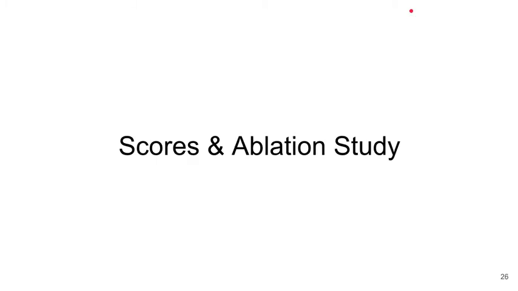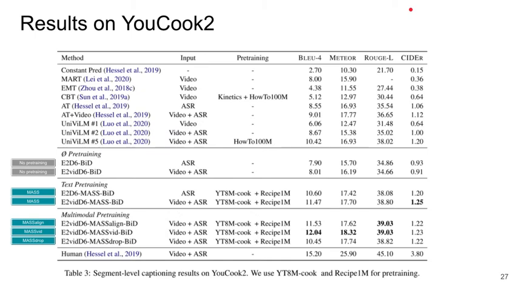Okay, let's talk about the quantitative results now, the scores, and some ablation study to better understand which components are useful. Those are results on UCOOK 2. Here are older and more recent results from the literature. This is the best state-of-the-art until us. So the first thing is we do get state-of-the-art results with our method using multimodal pre-training or text-only pre-training.